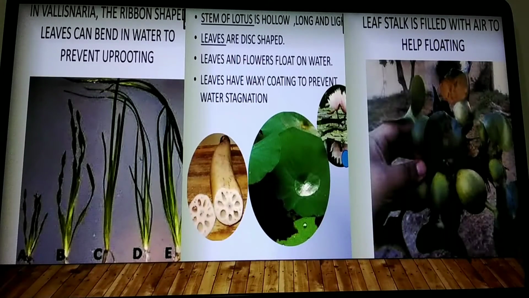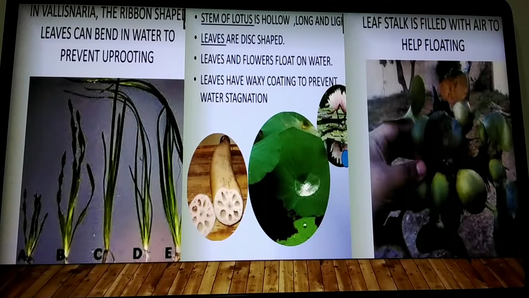The lotus stem is hollow. That means inside nothing will be present. Any material won't be present. It is like a tube, and it will be long and light in weight, and the leaves are disc shaped and wax coated, so that they will float on water, and this waxy coating prevents water from stagnating on the leaf.